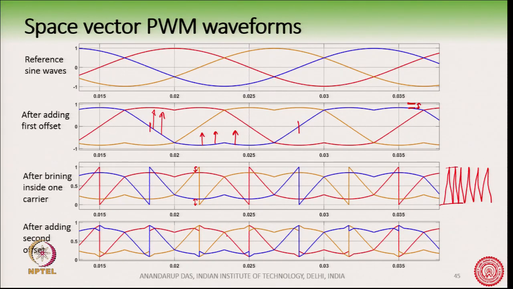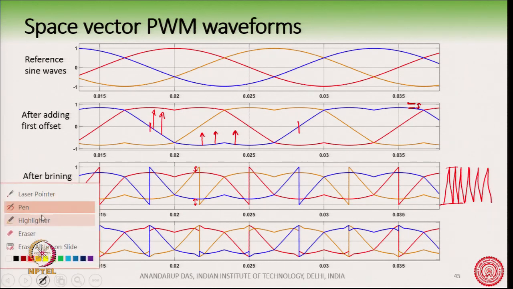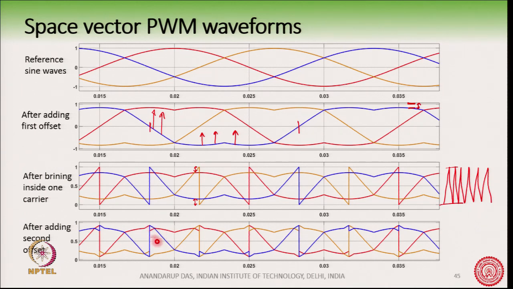In this waveform, if you see, we have added the second offset in the lowermost one here. What we see is that at any point of time, the distance of the highest waveform and the distance of the lowest waveform from 1 and 0 are equal. That means we have middled all the waveforms inside the carrier.